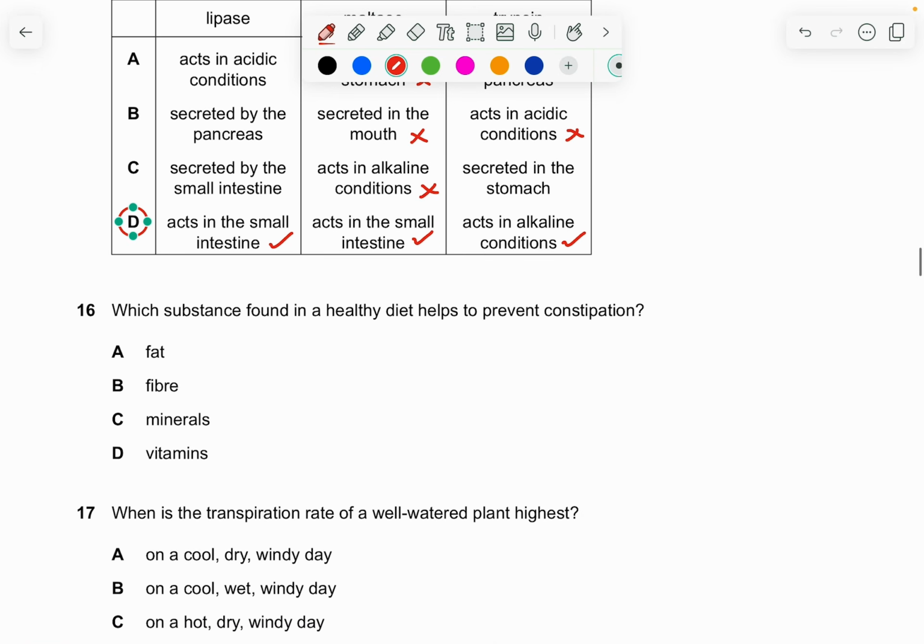Question 16. Which substance found in a healthy diet helps to prevent constipation? So constipation is related to which kind of micronutrient? The answer is fiber.